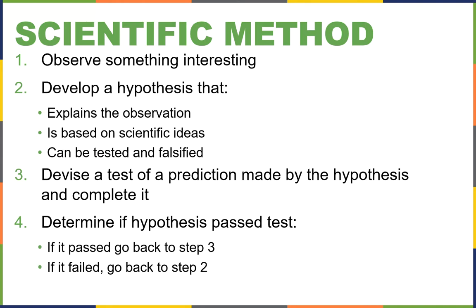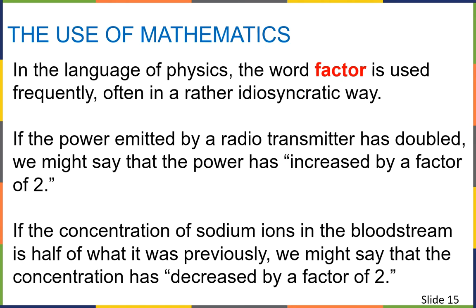And then this is what you do. If it passed the test in the scientific method, then you go back and you test differently. If it failed, you go back and modify the hypothesis. Okay, mathematics. I have this in here just because I myself get confused.